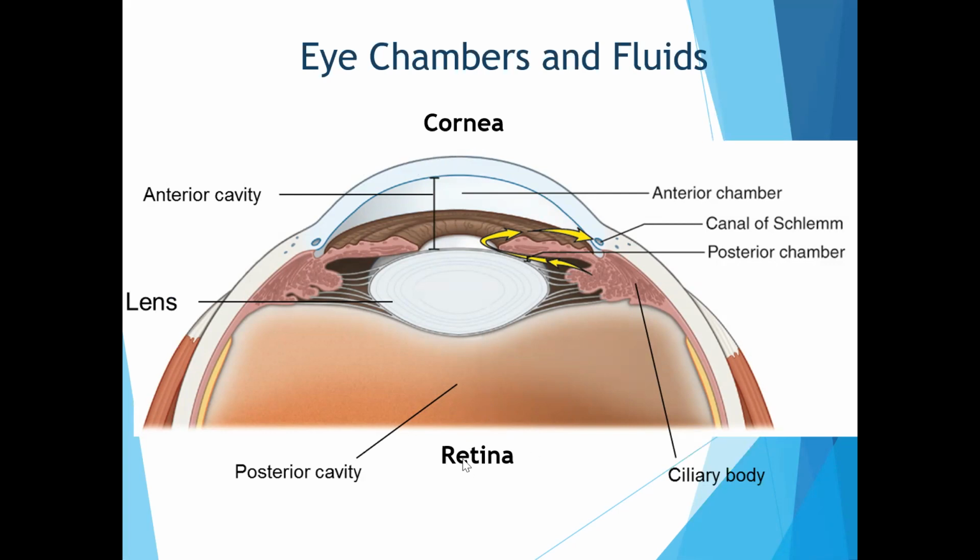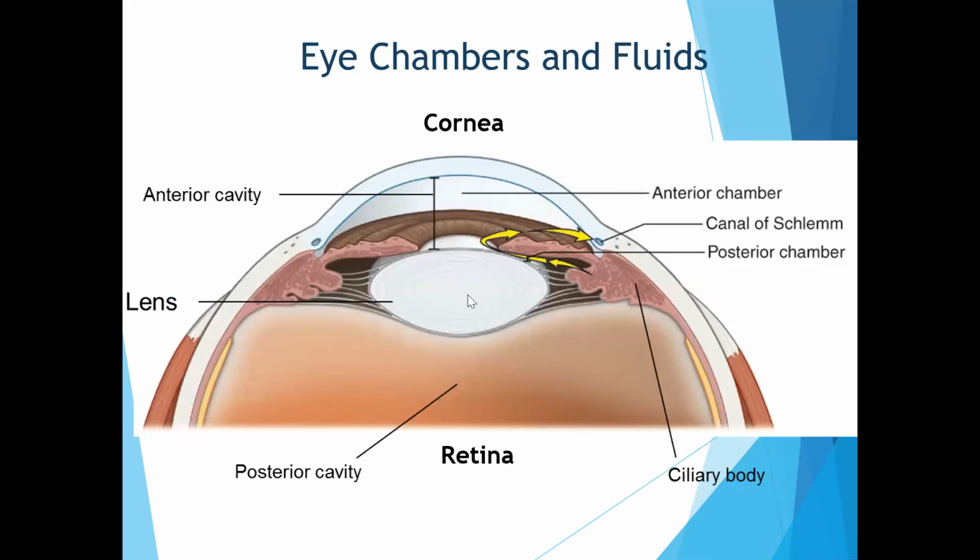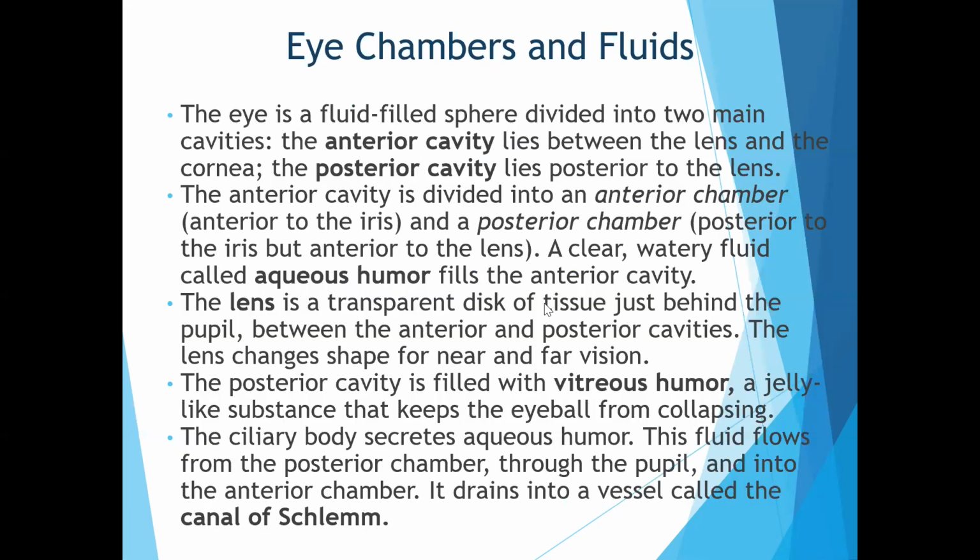This is deep. The eye is broken into our anterior and posterior cavities. Within the anterior cavity, you have an anterior and posterior chamber as well. Our anterior cavity is between the lens and the cornea. The posterior cavity is posterior to the lens. As I just said, there's an anterior and posterior chamber to that anterior cavity, but the whole anterior cavity is filled with a clear, watery fluid known as the aqueous humor.